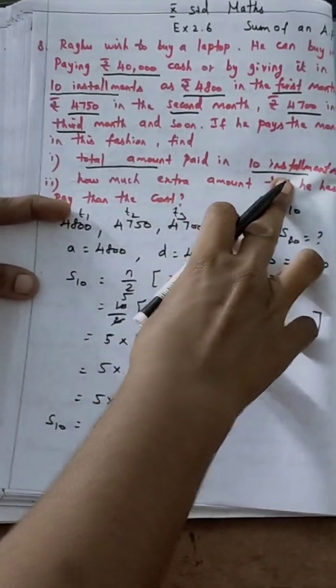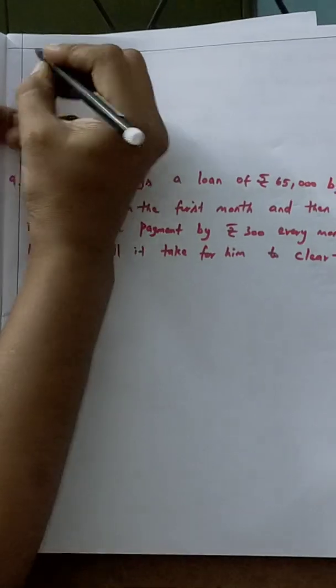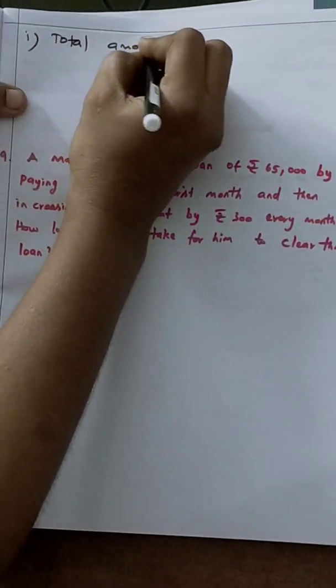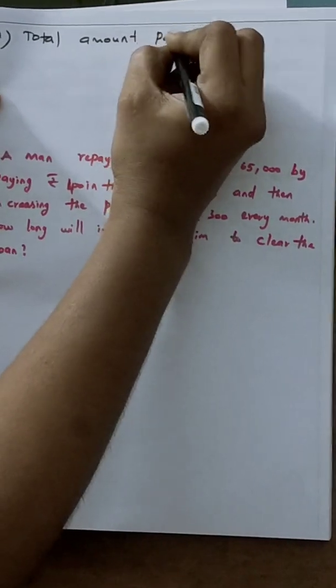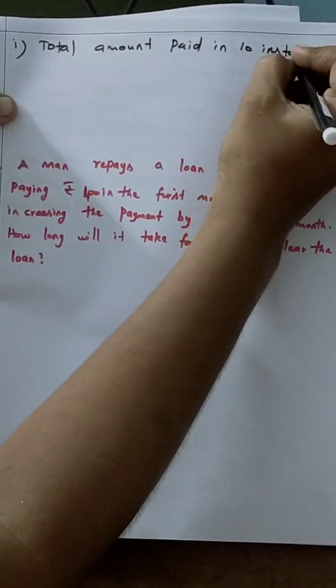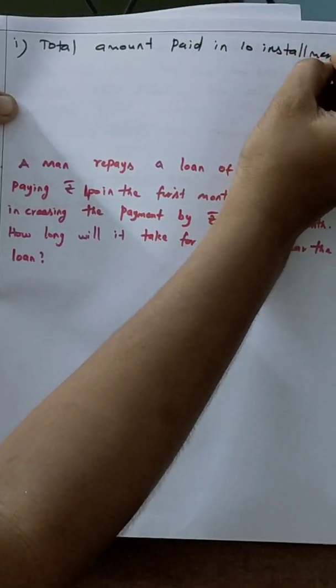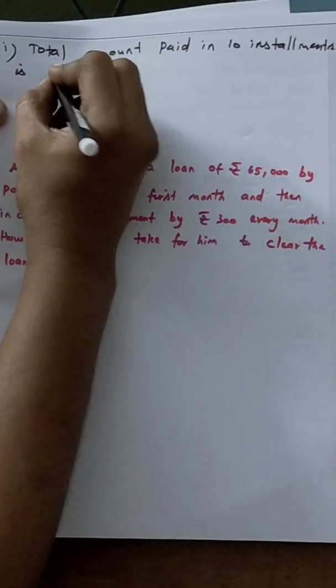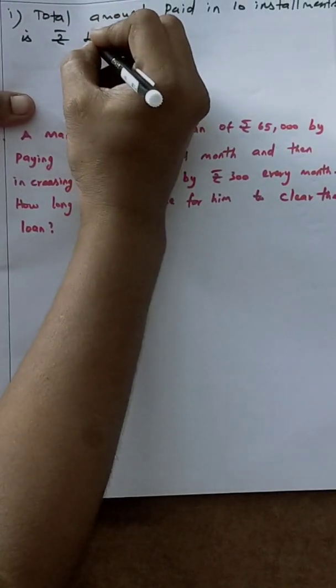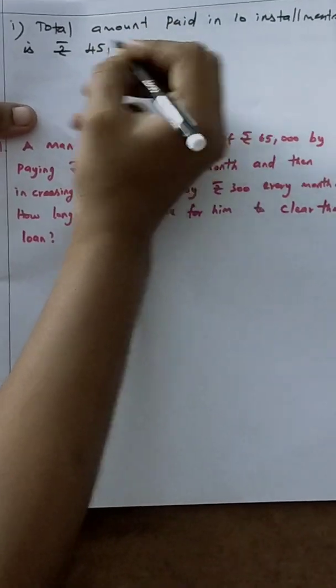So what is the first question given? Total amount paid in 10 installments. So write down the answer to the first question. Total amount paid in 10 installments is, what is the amount given? You found 45,750. Answer: 45,750 is the answer to the first question.